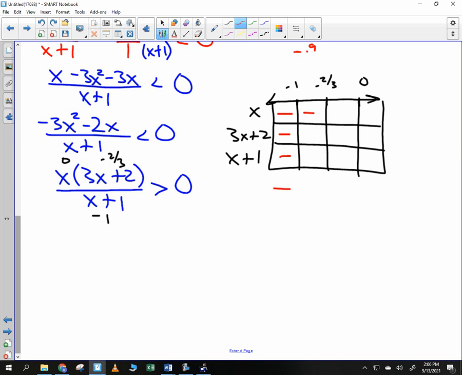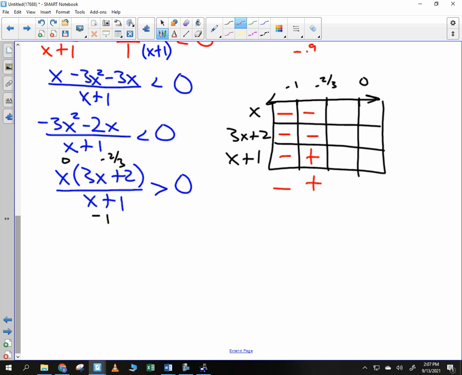So I start with a negative. What's 3 times negative 0.9? Negative 2.7 plus 2. Negative. Negative 0.9 plus 1. Positive. Hey, look at that.